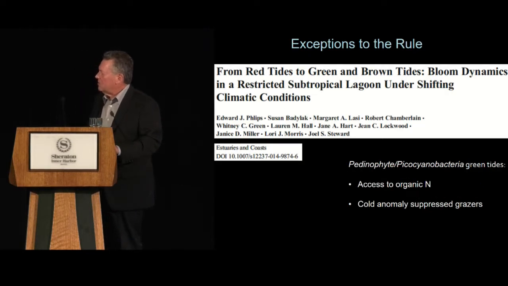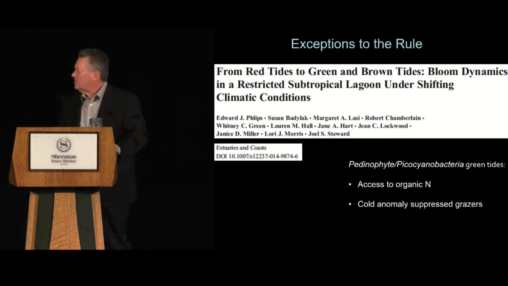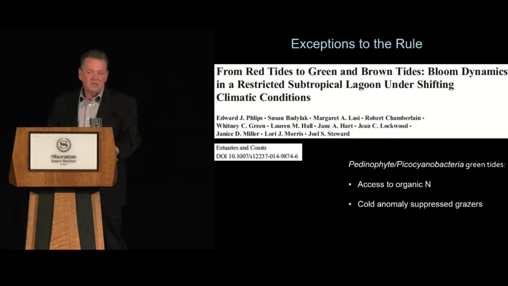And the third example that I'll give you is a really nice paper by Ed Phlips and his colleagues, who are working in lagoons of Florida. This paper is about red tides, green tides, and brown tides. And I just want to focus on the green tides, which were high biomass blooms of pico eukaryotes and cyanobacteria. And the explanation for the ability of these organisms to escape, to break the rules, was that these are algal forms and cyanobacterial forms that have the capability of accessing forms of nutrients other than inorganic forms, and also a climate anomaly that set the stage for this. A cold anomaly that apparently suppressed the small grazers for a long enough period of time for these small cells to develop blooms.